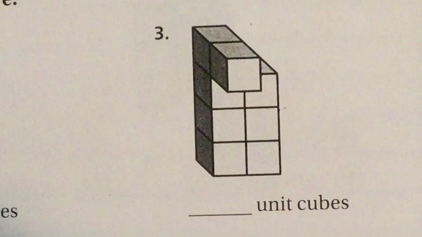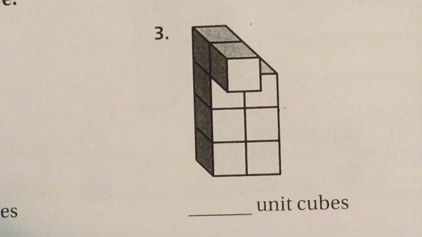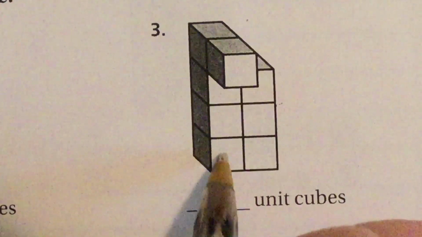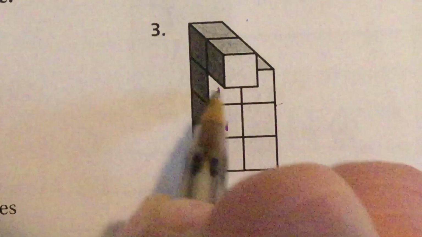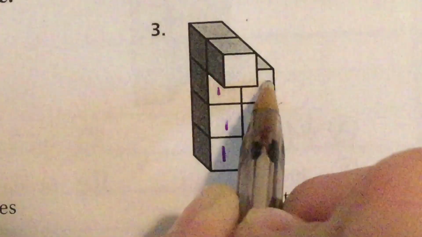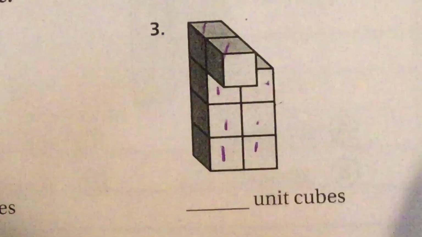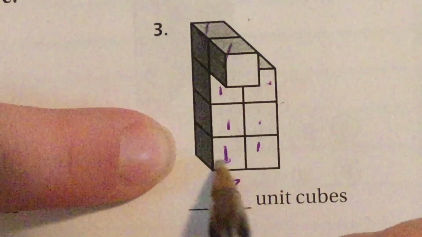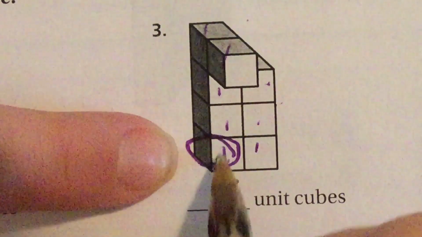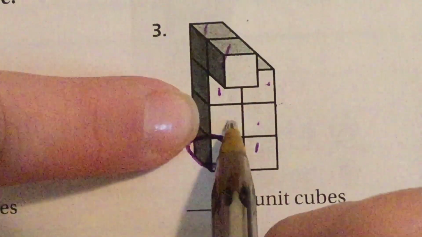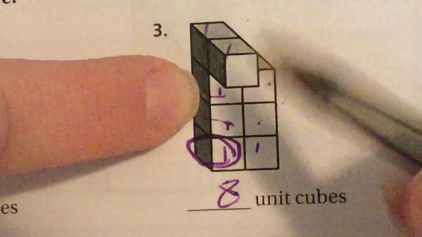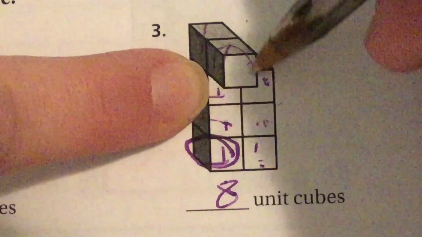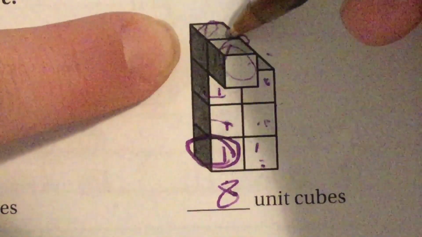Okay, how many units do you see? All right, so 1, 2, 3, so 4, 5, 6, 7, 8. 8 unit cubes. Okay, so this is a single right here. This is the front of it and it's the side. So that's 1, 2, 3. And then you have another cube right here. 4, 5, 6. 7 sticking out right here. And then 8 behind it.